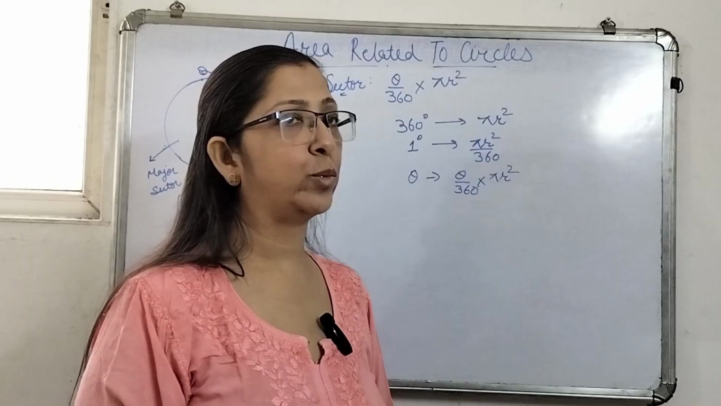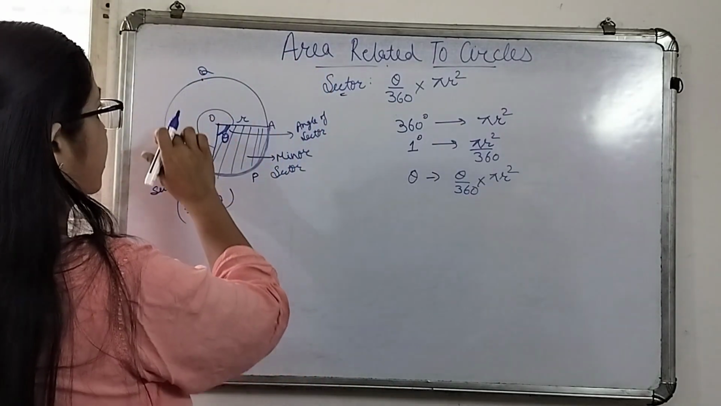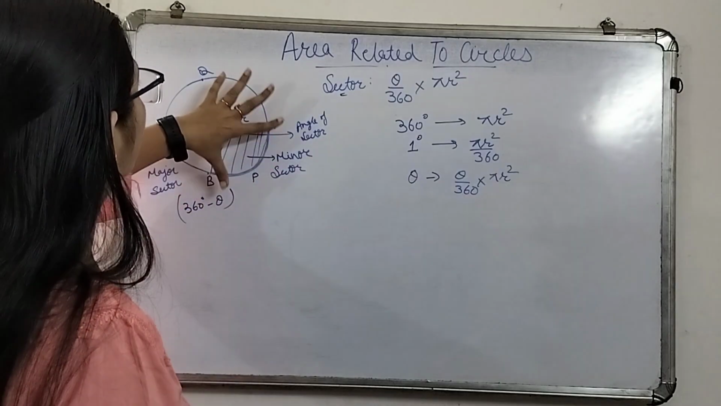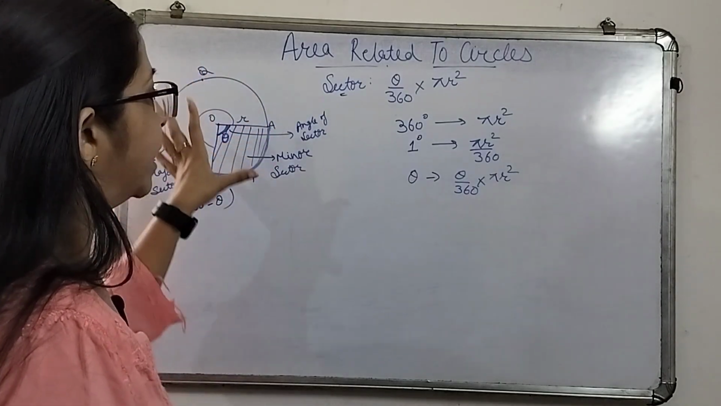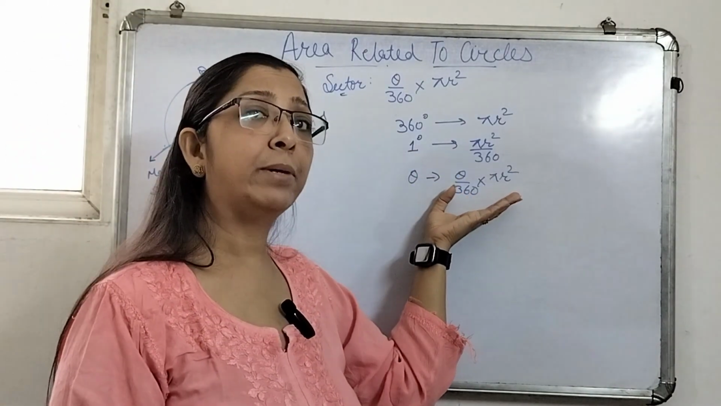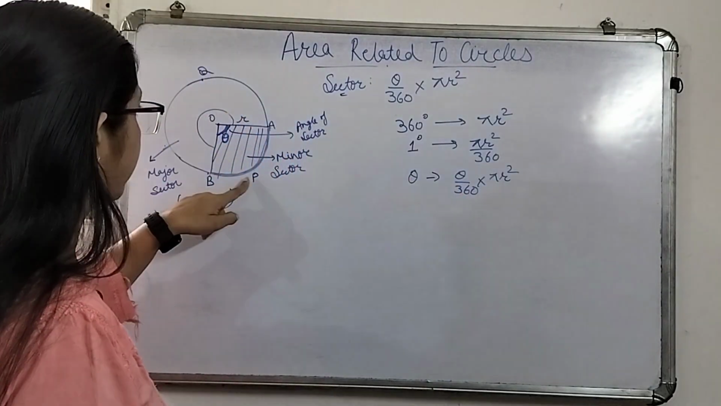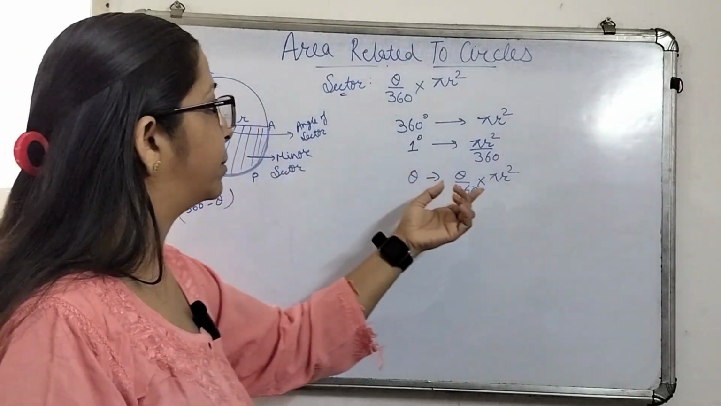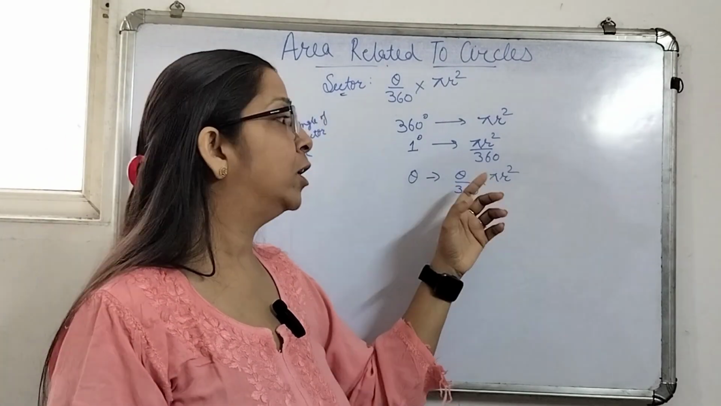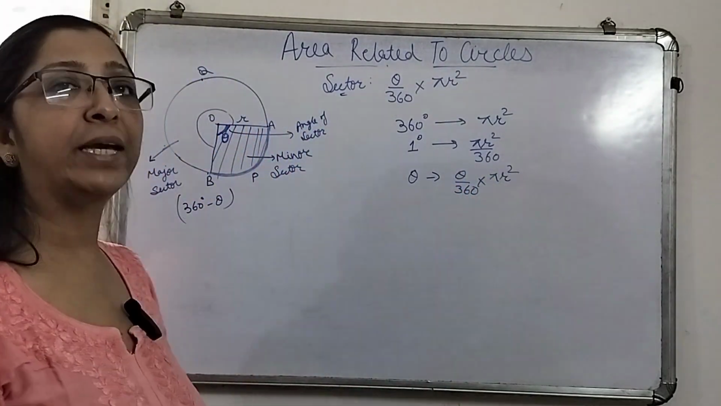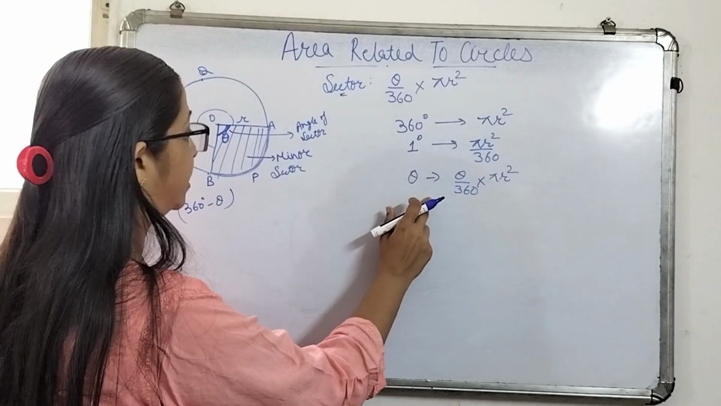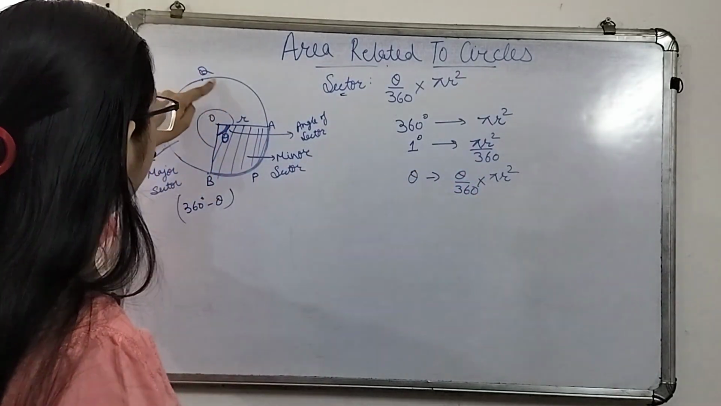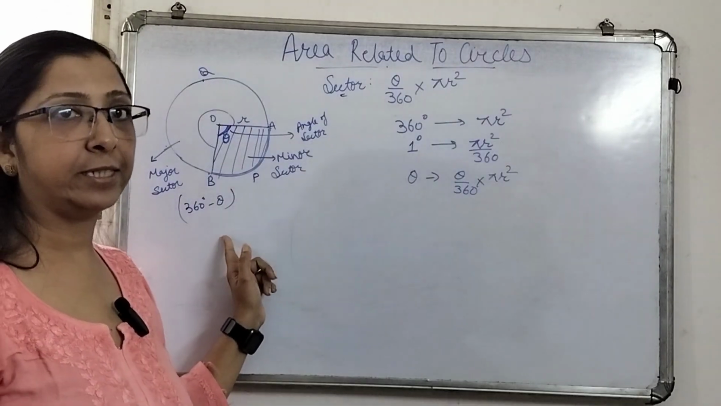Now instead of this, if it is asked the area of the major sector, there could be two methods. Either from the area of the whole circle, we subtract the area of the minor sector. This is your minor sector. If we subtract the area of the minor sector from the whole area, we will get the area of the major sector. This could be one of the methods. Another method could be, instead of theta, we can take theta as 360 degrees minus theta.